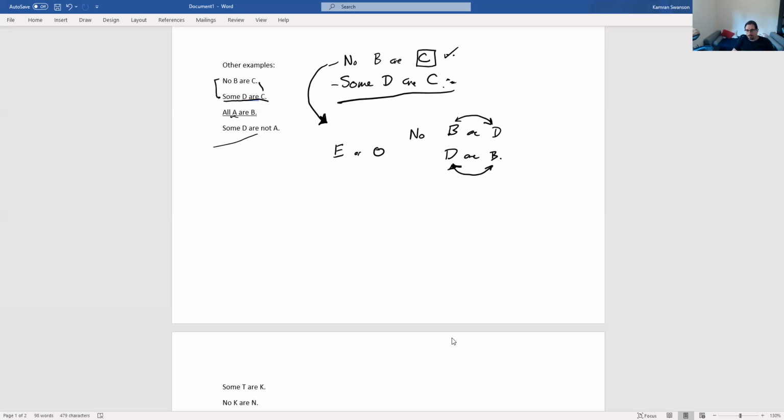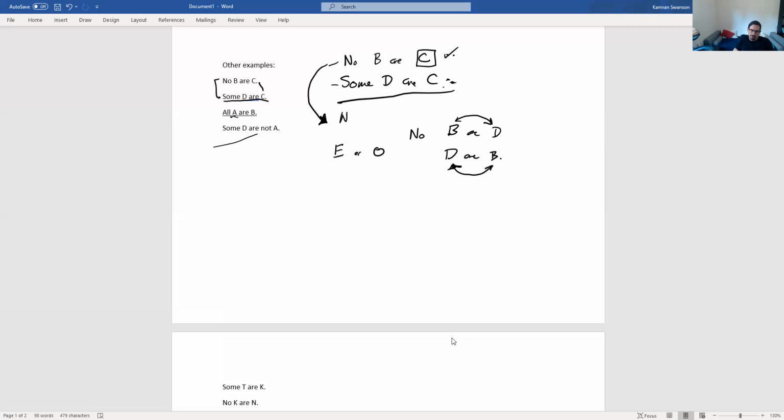In fact, we can sense that the two different moods and figures of what we'll get would be the same in this case, but not if it's an O. So let's look at this if we have no B are D.